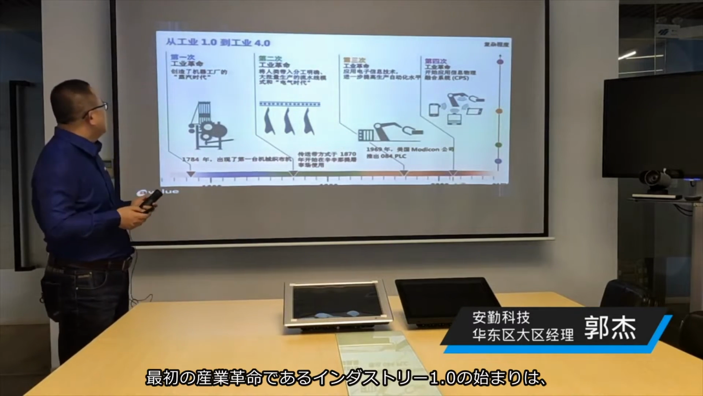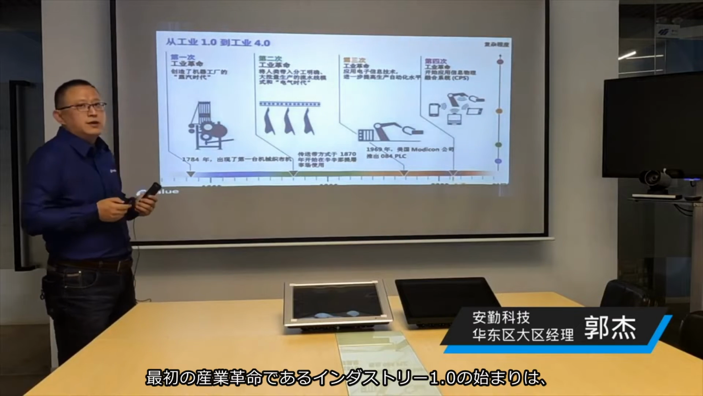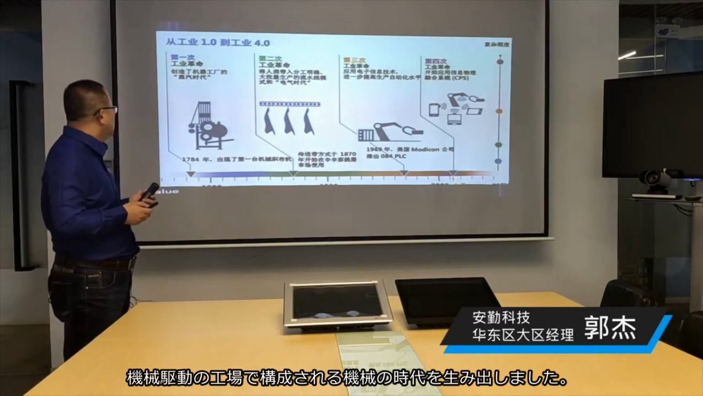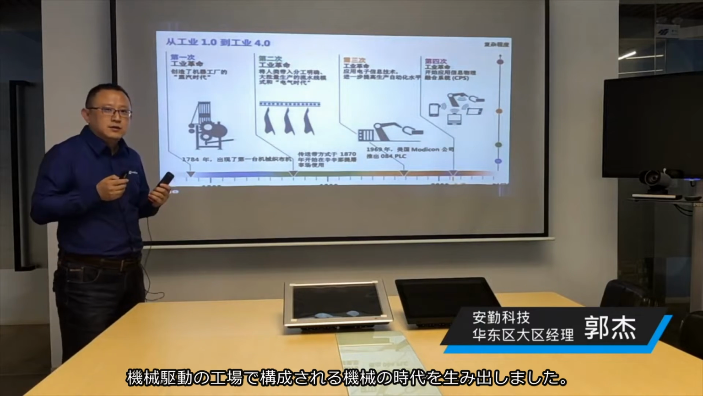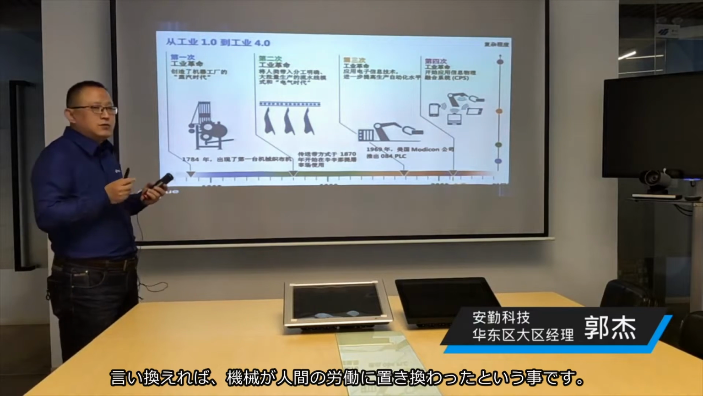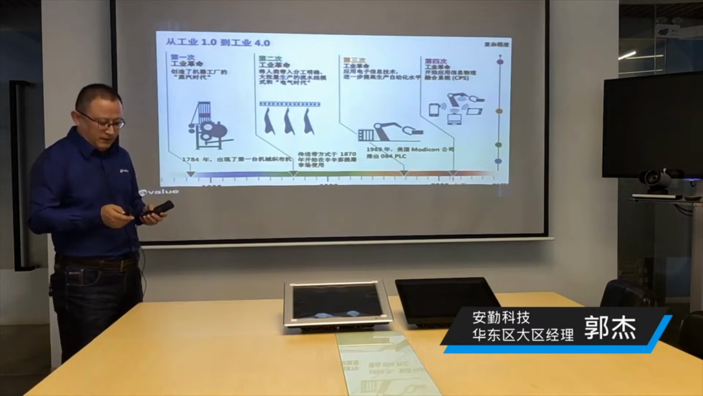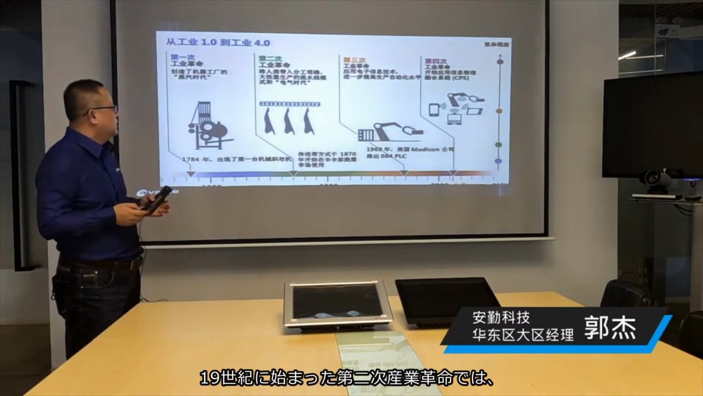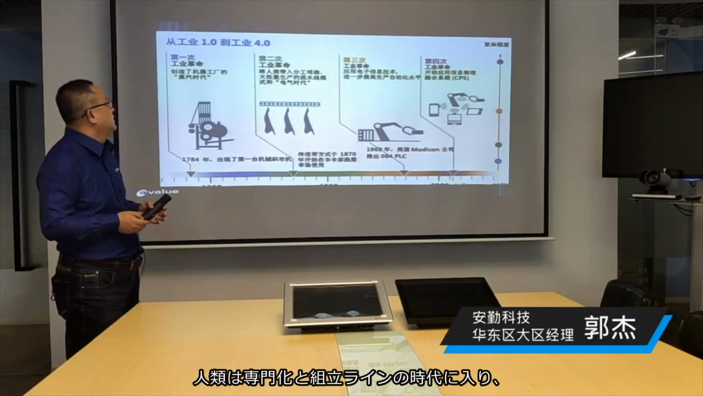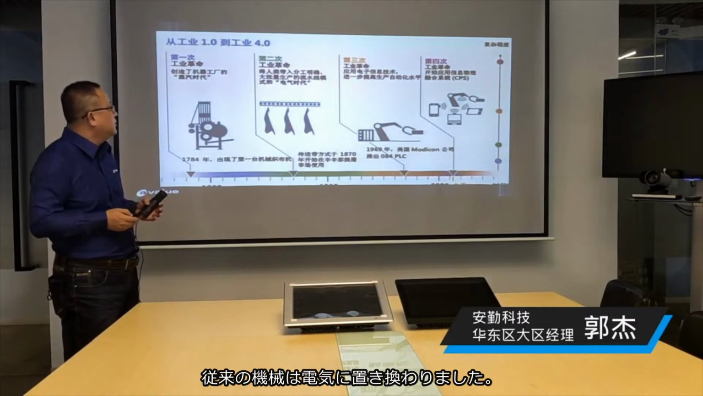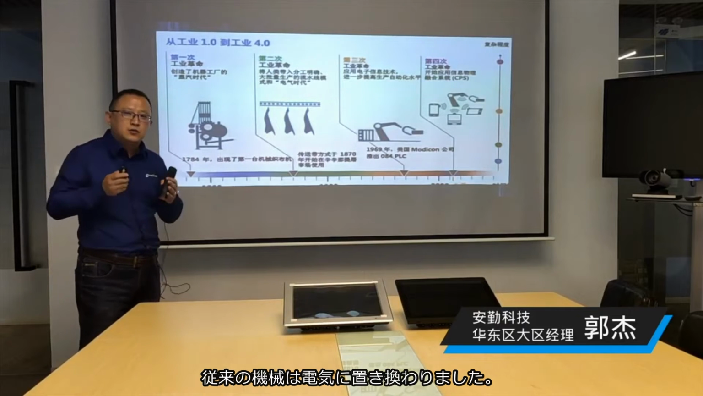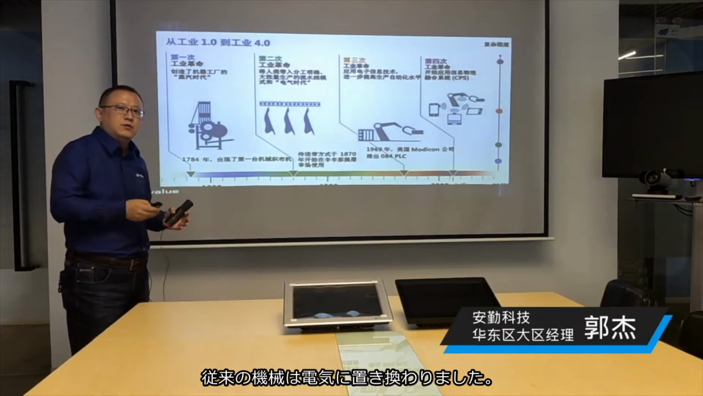In the first industrial revolution, which is the beginning of Industry 1.0, an age of machinery, complete with machine-driven factories, was created. In other words, machines replaced human labor. In the second industrial revolution, which started in the 19th century, mankind entered an age of specialization and assembly lines, in which electricity replaced traditional machinery.